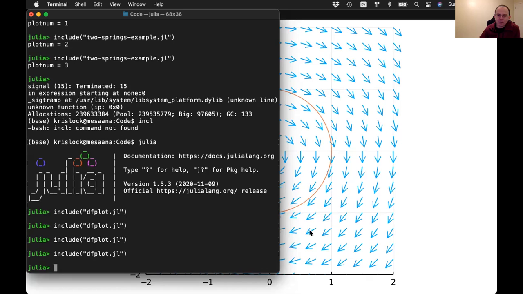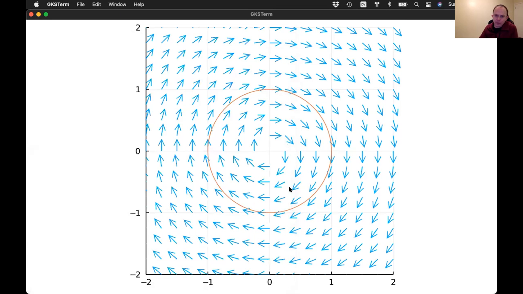Okay, and it's done. And there it is. So as we expected, we're getting a circle. It's starting here at (1, 0), and then as time goes on, it's following this direction field. So it's going to go down this way, around the circle clockwise. So we're actually going around clockwise.